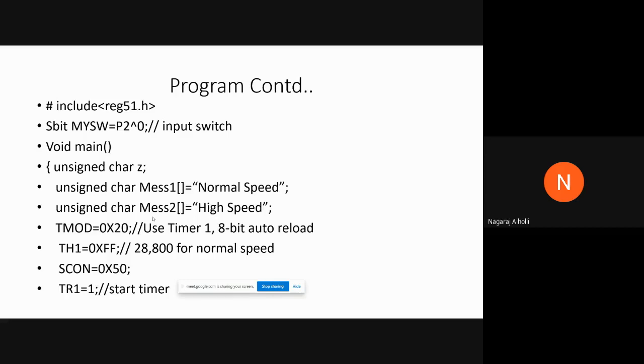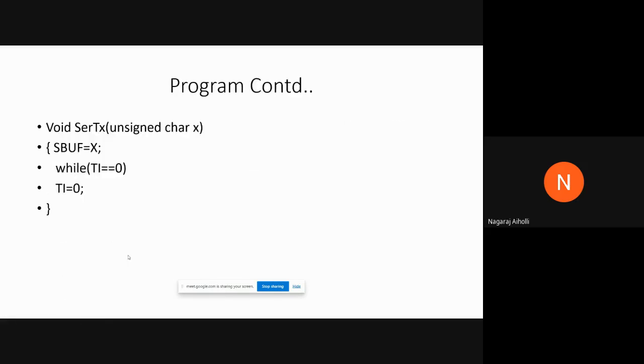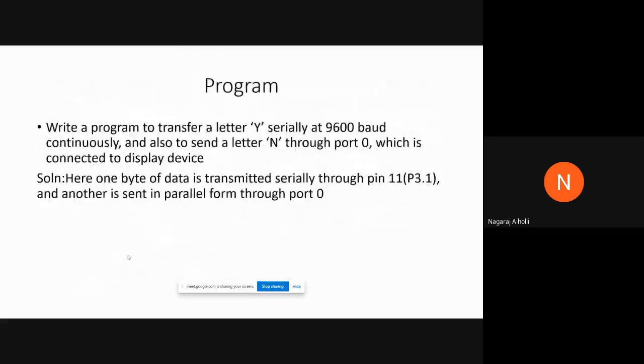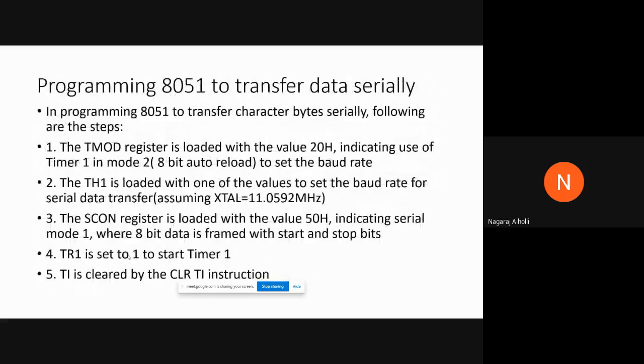TMOD is equal to 0x20, that is use timer 1 in 8-bit auto reload mode, that is mode 2 of timer 1. TH1 is equal to 0xFF, that is, the baud rate they have mentioned is 28,800. Now we have solved an example where we get the baud rate 28,800. Let us go to that example.